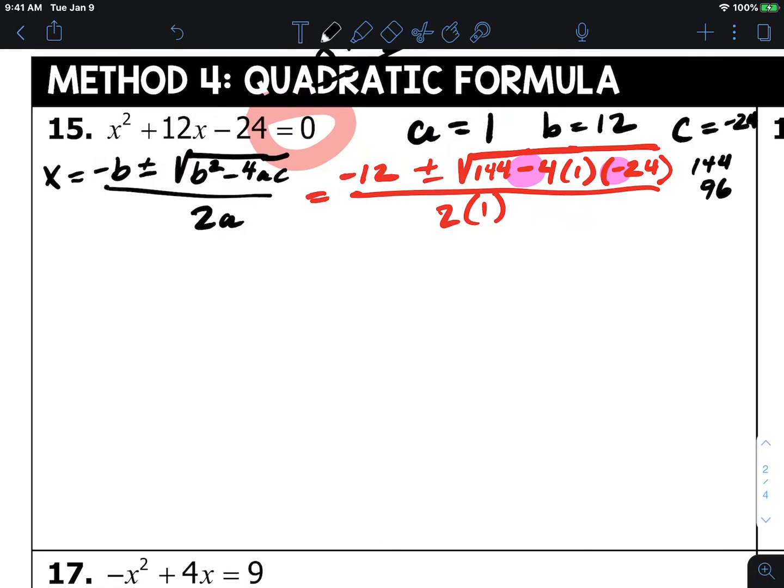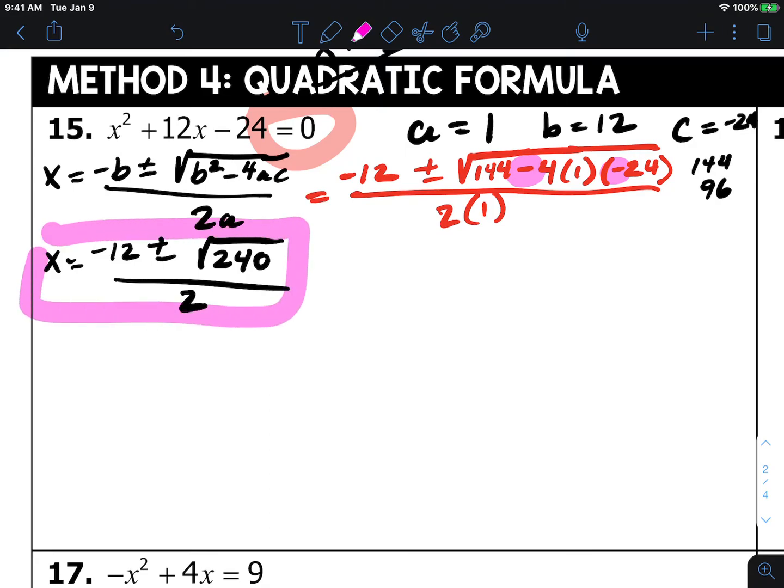So I'm going to have x equals negative 12 plus or minus the square root of 240 over what? 2. So would you like to box this and make this your final answer? Of course you would, but it would be completely wrong and you'd never find that answer on a test or a quiz. Sorry, no, you wouldn't. You've got to simplify that 240.